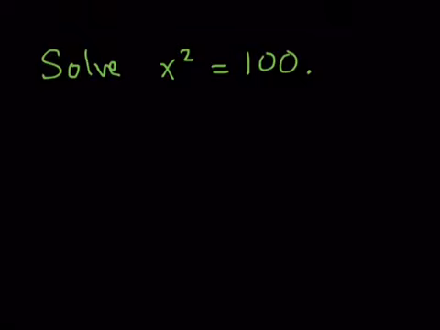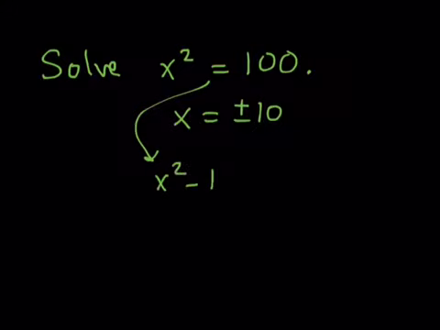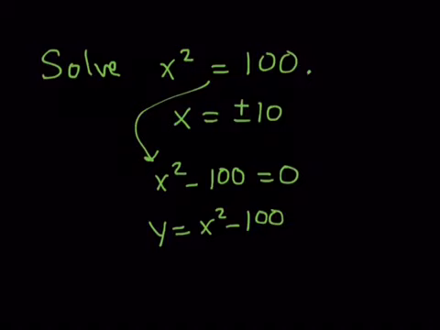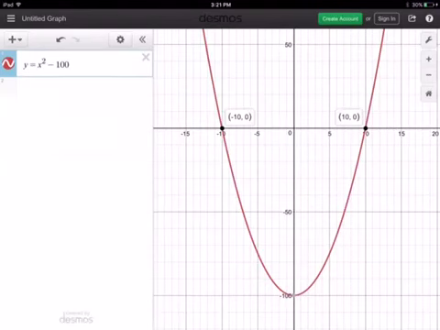Same idea for solving x squared equals 100. Based on the definition of square roots, there are 2 answers that make that equation true, either positive 10 or negative 10. And then similarly, if I looked at the parabola that goes along with this, if I put this in standard form, x squared minus 100 equals 0, and then I look at the x-intercepts of that parabola, y equals x squared minus 100, you're going to see that there are two of those, at negative 10 and also at positive 10.